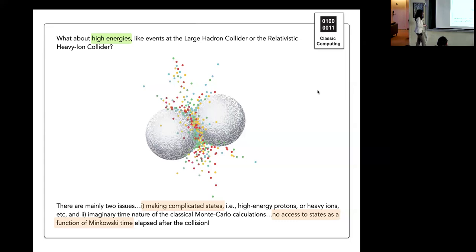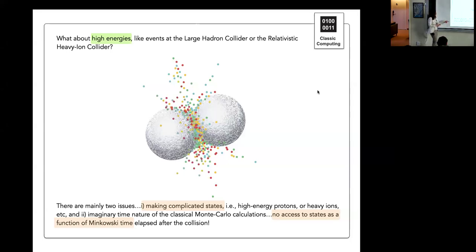Okay, so why do we have problems? There are mainly 2 issues. The first one being that really creating complicated initial states is very hard with these classical computers, just as it is hard with quantum computers, but I'm going to talk about that today.